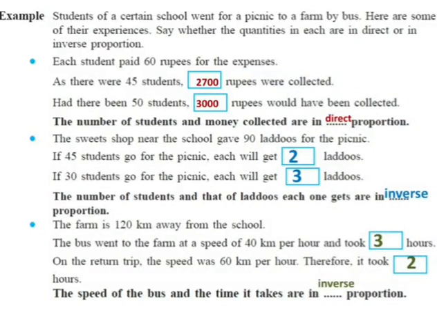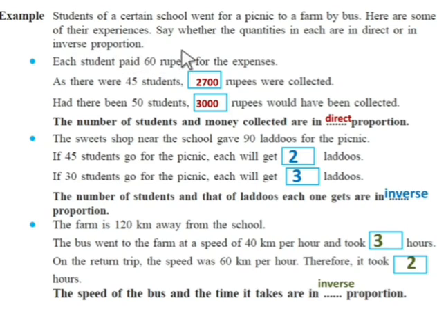Now next examples, children. On the same page, page number 65. Here students of a certain school went for a picnic to a farm by bus. Here are some of their experiences. Say whether the quantities in each are in direct or in inverse proportion.